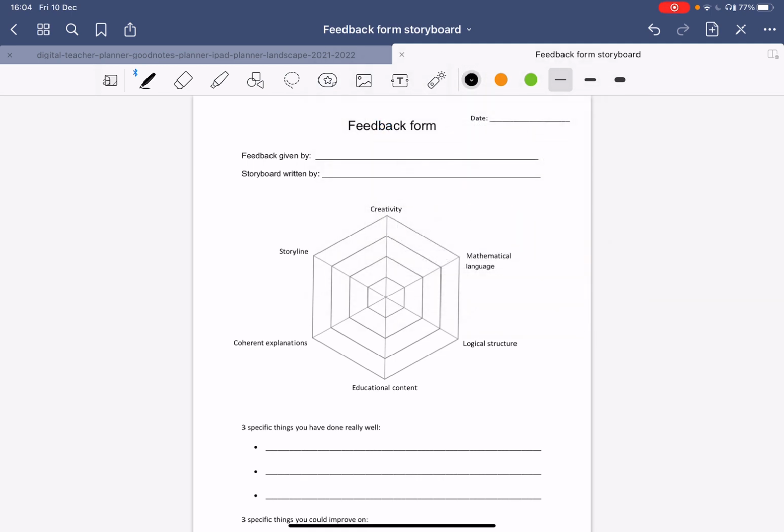So I am doing this now. Today is the 10th of December, 2021. Feedback is given by Mrs. Puganik, and I'm giving feedback to a storyboard that I found on Google. I actually don't know the author. I should have looked it up, but it's not the point now. So I'm just going to put here found on Google. You're going to put the person's name who has written the storyboard that you're reviewing.